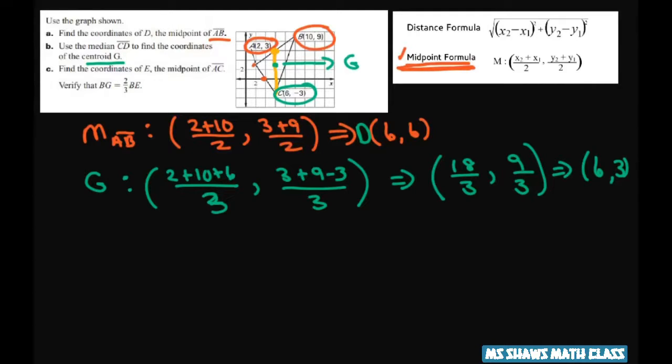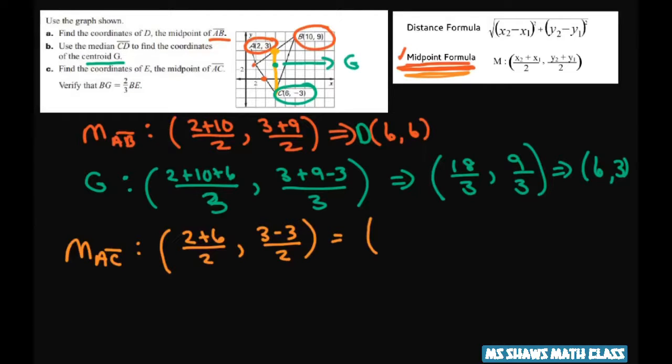Now the next thing we want to do is find the midpoint of this line, A to C. So we're going to use our midpoint formula again. So the midpoint of AC, add your x's, divide by 2, and add your y's, and divide by 2. And that's going to give you 8 divided by 2 and 0 divided by 2, which equals 4, 0. So there's that, and we're calling that E.